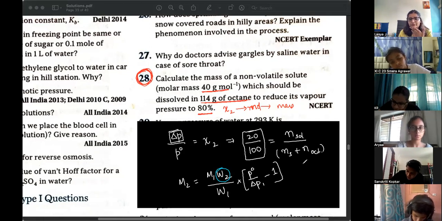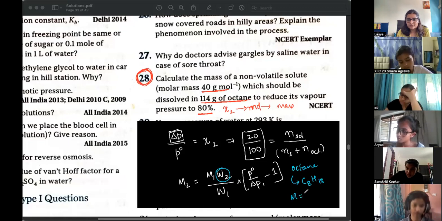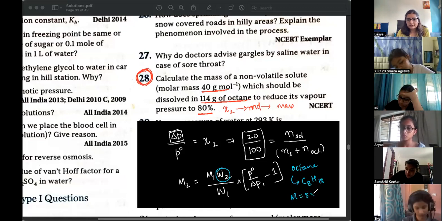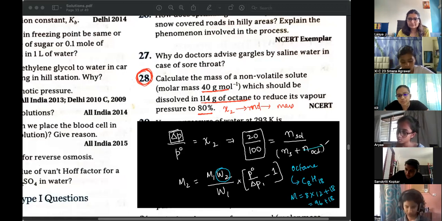You guys, I hope you know the formula of octane. C8H18. Its molar mass will be equal to 96 plus 18, 114. Oh, so direct 1 mole only. This is the 1.